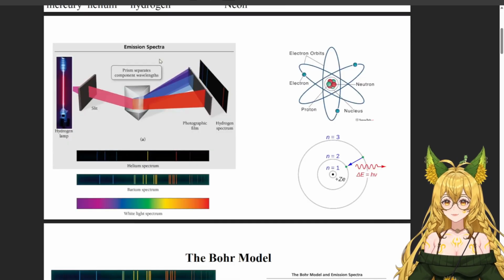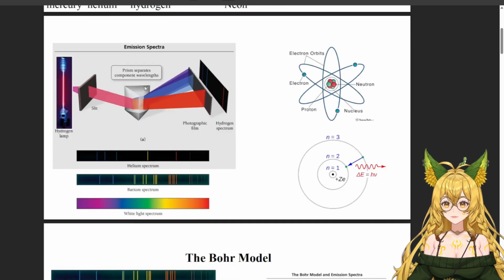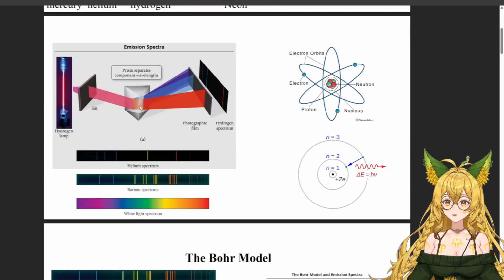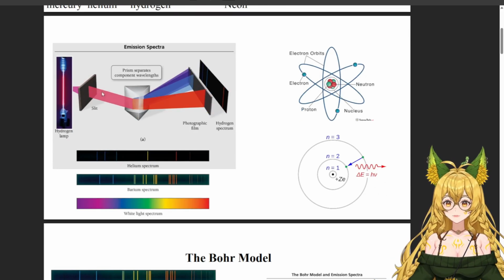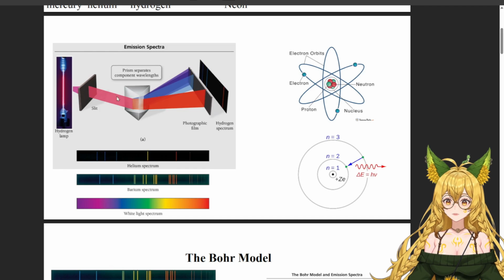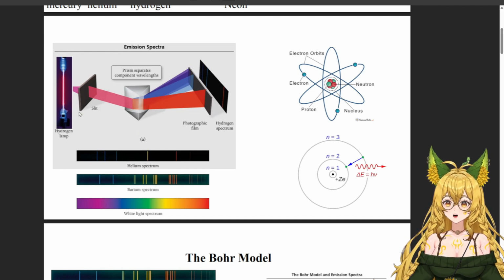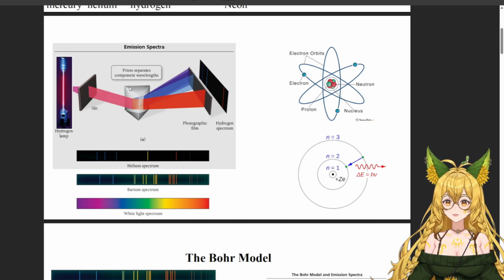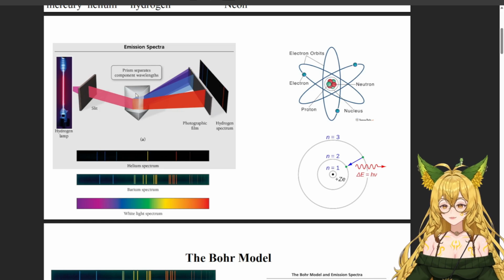So here we have the emission spectra. The most common way it's seen is through a prism. A prism will separate the wavelengths of light that first goes through it, and depending on what kind of lamp or light source goes in, it'll only go through at a certain wavelength. The prism can only separate the component wavelengths to a certain point.